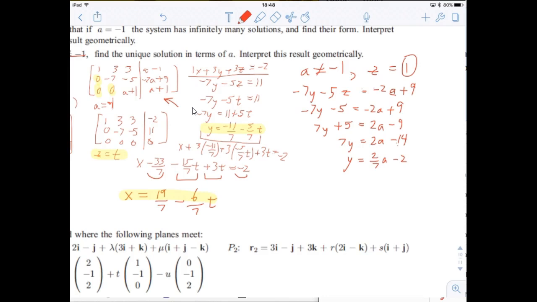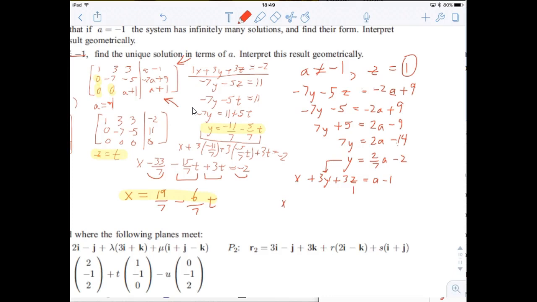Let's find the solution for x. So the x solution would be from this line here. So it would be x plus 3y plus 3z equals a minus 1. And let's put in z equals 1, and let's put in y equals that and see what we get.